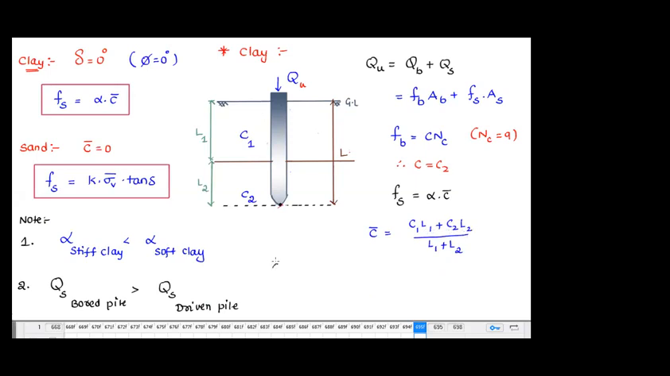And if this is the case, finally, what is the ultimate bearing capacity? The ultimate bearing capacity is nothing but C Nc into Ab plus alpha into C bar into As. That's it.